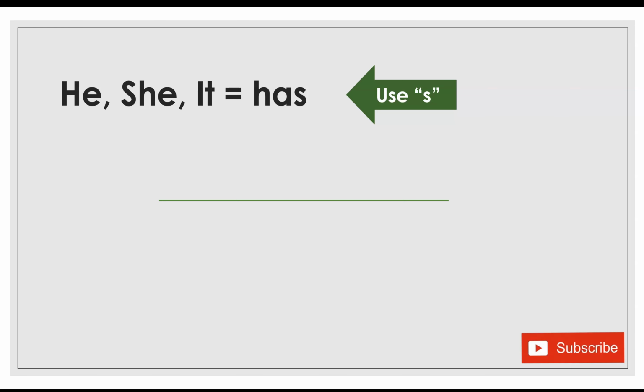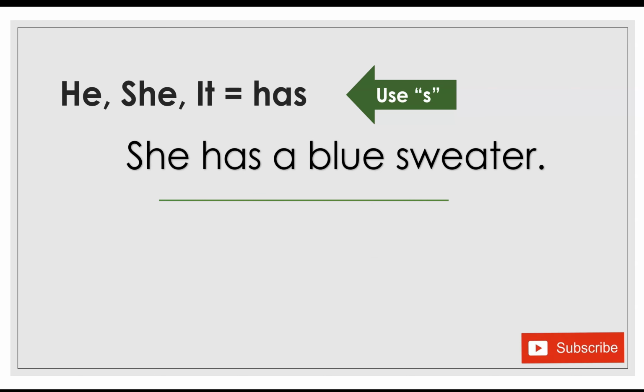Okay, and also if you remember simple present, you do need to use an S with he, she, and it. So if I'm talking about like I walk to school and I change it to he, I need to say he walks to school. Right, so we're kind of using the same rule with an S. So an example here, she has a blue sweater.